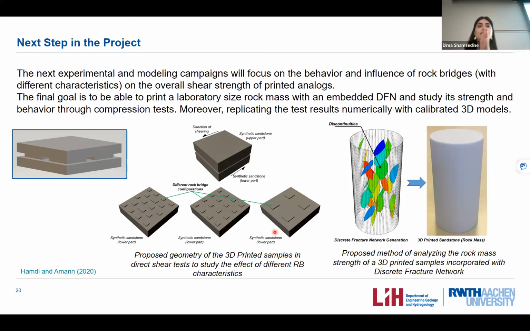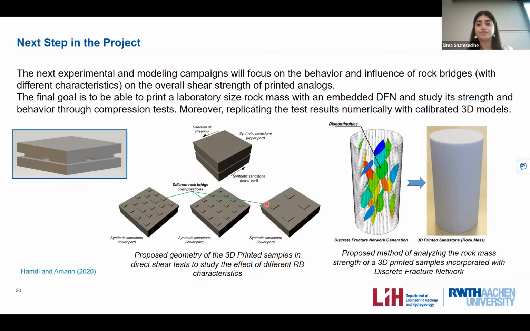So the next step of our project will be characterizing the behavior of rock analog joints, as I've mentioned, under direct shear testing. And we will be able to study the effect of different rock bridges here: the different number of rock bridges, different percentage and location, on the overall strength of the rock joint. This is only possible using 3D printing technology, as we will be able to print these geometries and do repeatable tests on them.